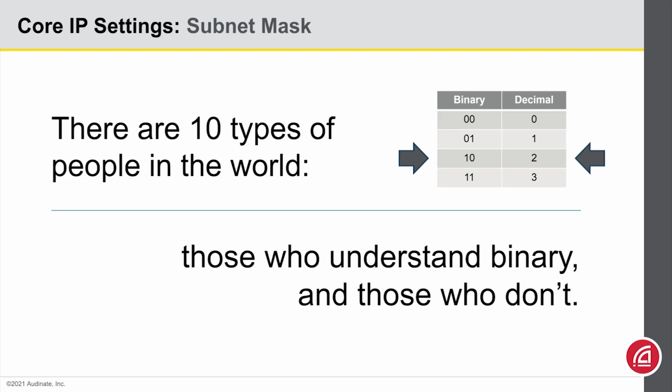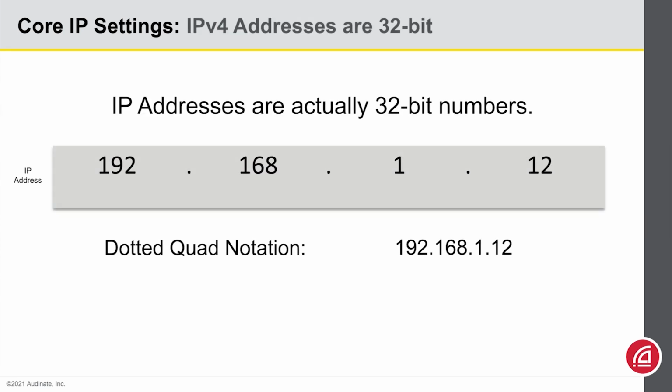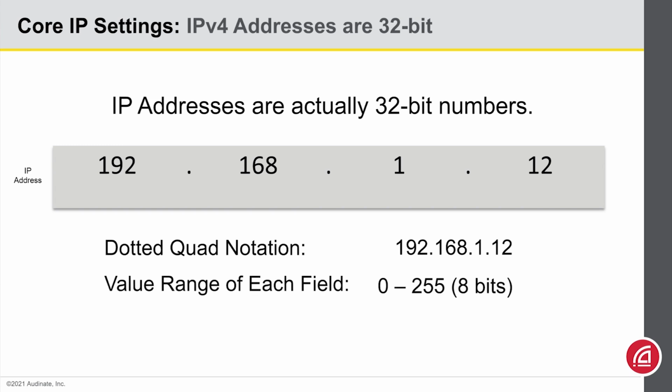Now when we look at an IP address in dotted quad notation, of course we have 4 fields. Each has a range of 0 to 255. For anyone who works with MIDI, DMX, or graphics, 0 to 255 will sound familiar as an 8-bit range.